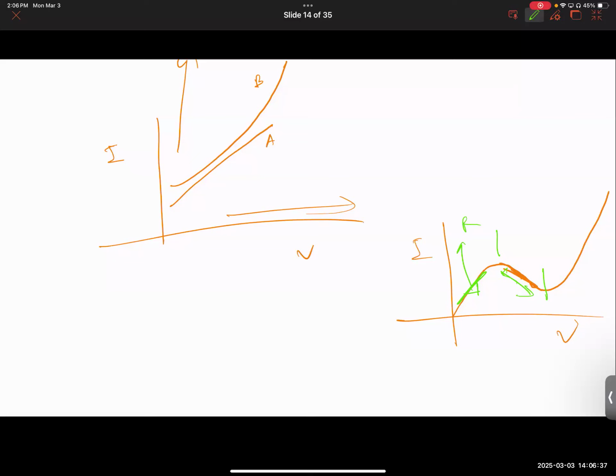Negative. If the slope is negative, what is the inverse of slope? That's also negative. So that means in this region, you have a negative resistance in a transient sense, for example, right? Practically, there are situations where you can have reducing current with increasing voltage. And those regions of operation are characterized as negative resistance.